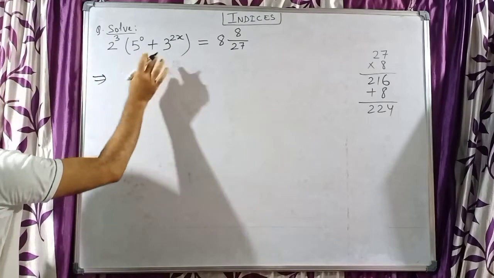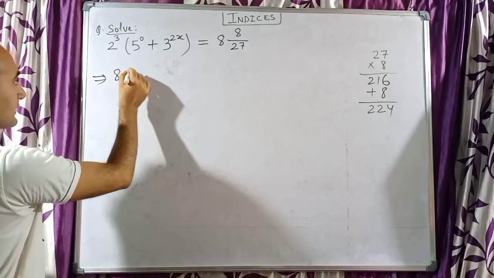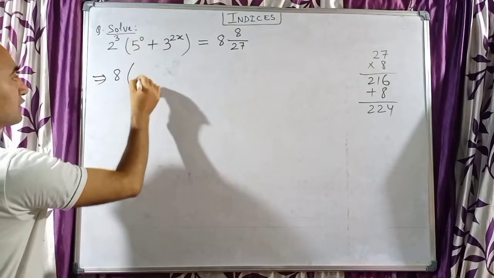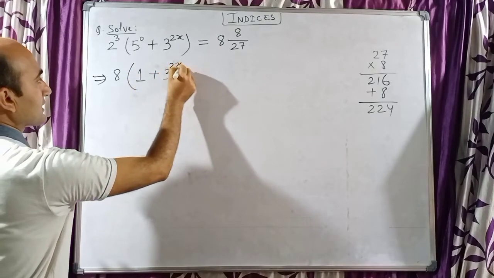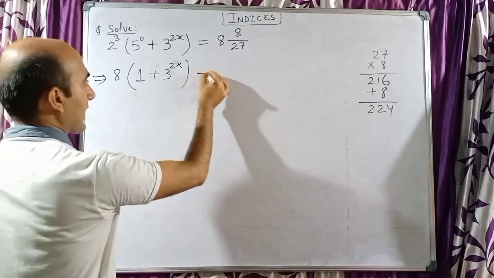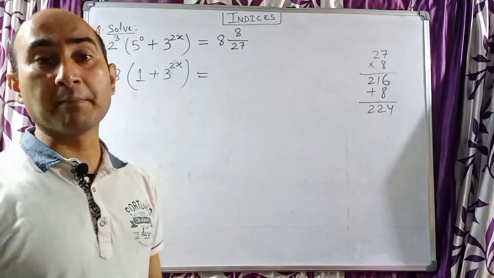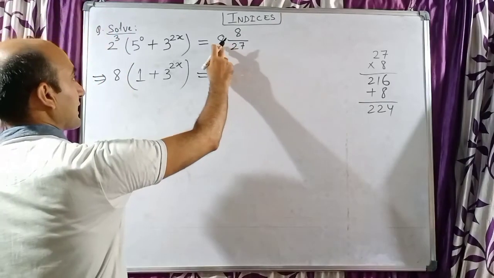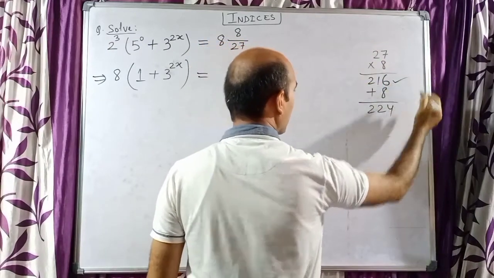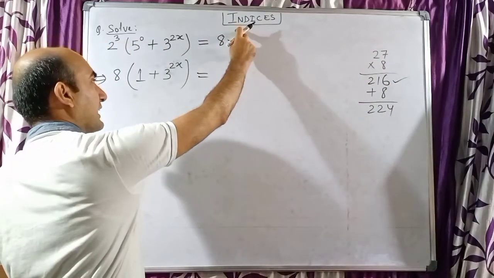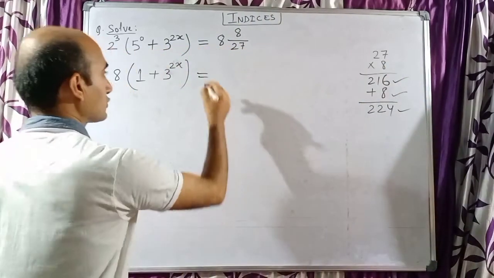So here we have a question and my solution starts. 2 cube is 8. Anything power 0 is 1, plus 3 power 2x, write it same. And here this is a mixed fraction, we will make it improper fraction. So 27 and 8 will multiply. The result is 216, and we have to add 8 on it. So after adding 8 on it, our result is 224.